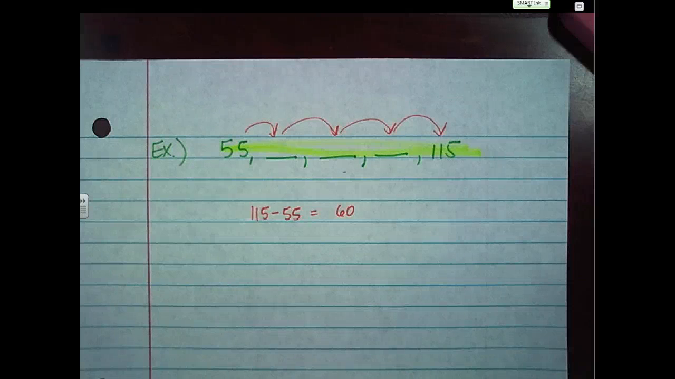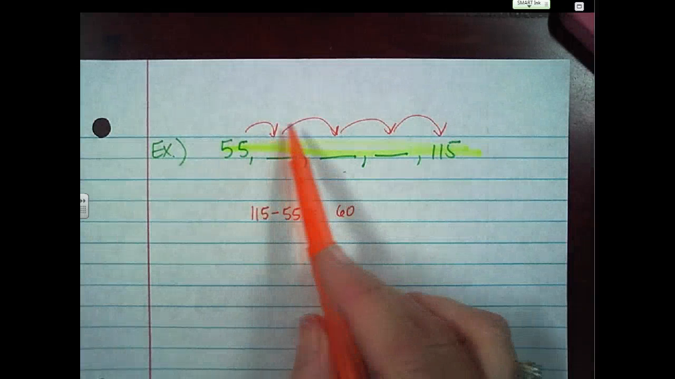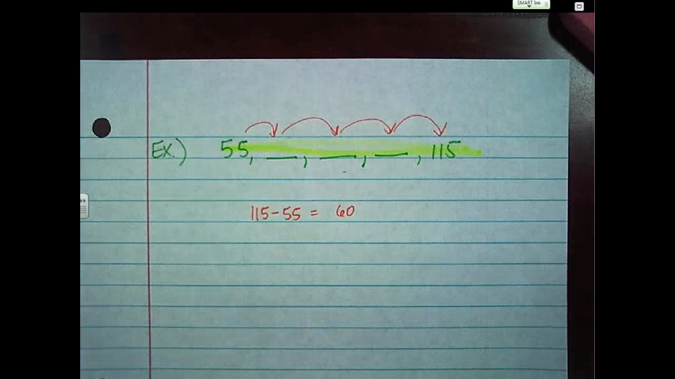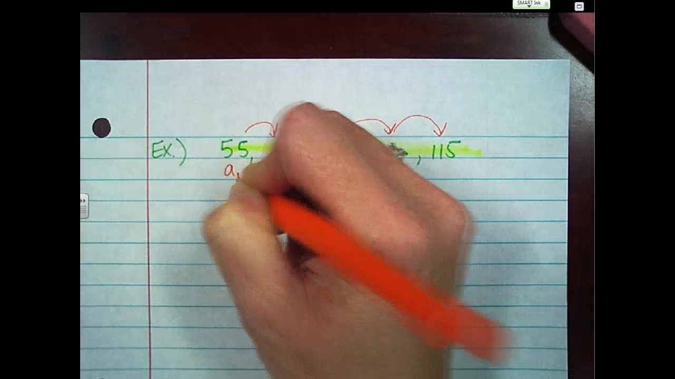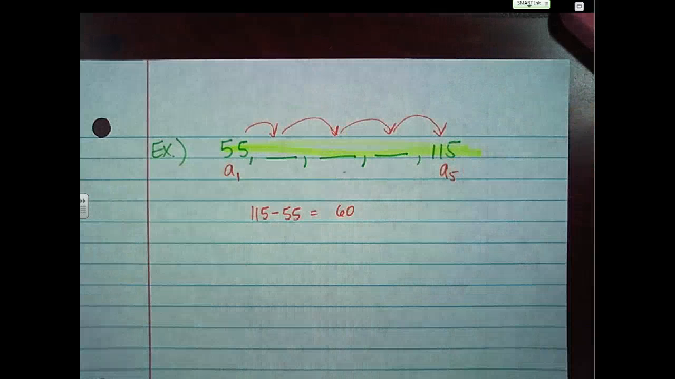How many jumps are there? Wait a minute, how many jumps were made? 1, 2, 3, 4, right? The other thing they'll tell you is this is A sub 1 and this is A sub 5. You know the whole n minus 1 thing?